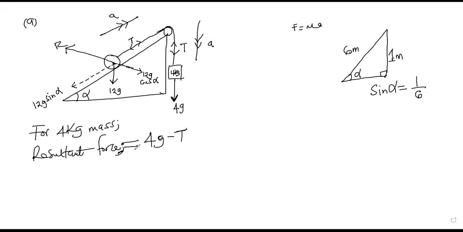So for 4 kilogram mass, we have 4G minus T, implying that if we apply Newton's second law of motion, force is equal to mass times acceleration. The resultant force, which is 4G minus T, is equal to mass, which is 4, times acceleration A. I call this one my equation 1. What about for 12 kilogram mass?